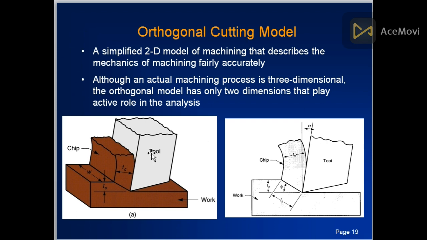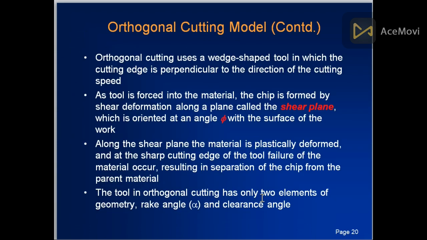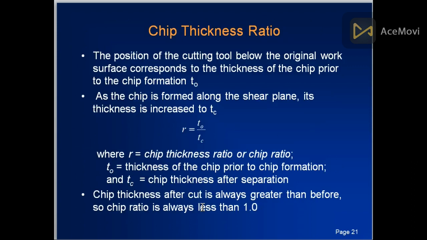Orthogonal cutting model. This is a cutting model of the formation of chips. This is the tool; when it moves in this direction the chip is formed. This is t naught. This is alpha, the rake angle. This is the initial thickness, but this is the thickness of the chip. As you see, it is increased. Why? This is because of ductility or the deformation. This phi is known as the shear angle, and ts is the shear thickness. Ls is the shear length. As is clear, it is oriented at the angle phi. And alpha is the rake angle.